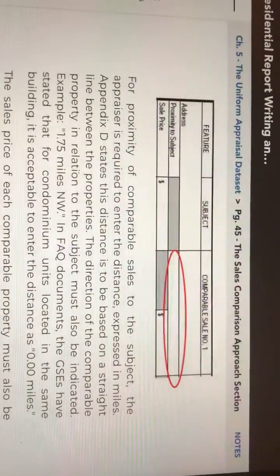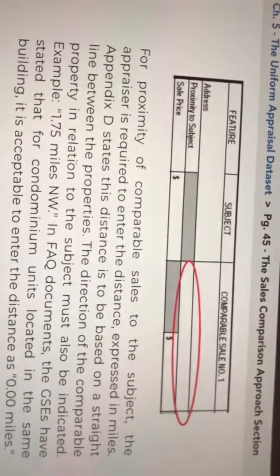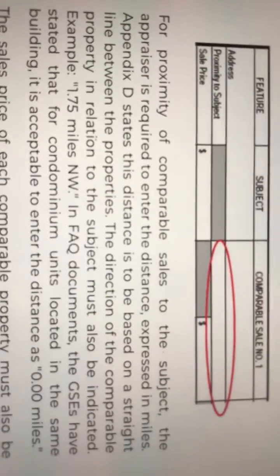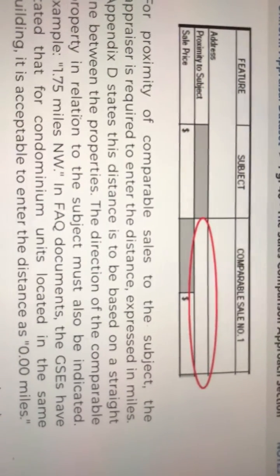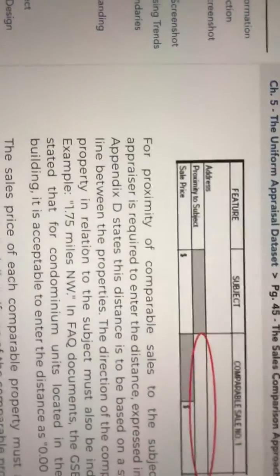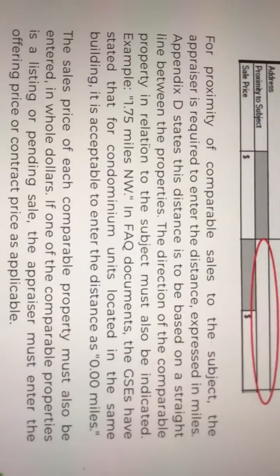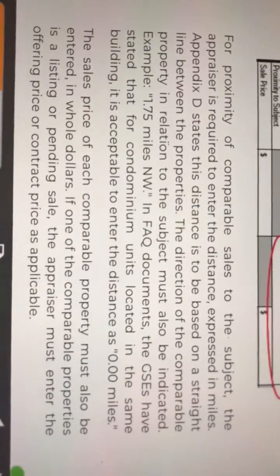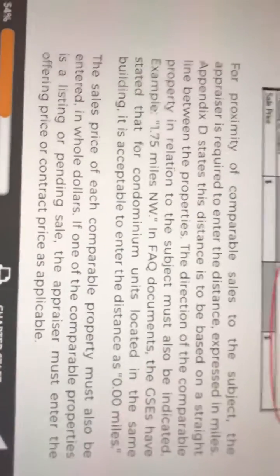Shows a box. It says feature, subject, and then comparable sale number 1. The next line down, it shows address, and then underneath that, proximity to subject. There's a big red circle around the comparable sale 1 for proximity to subject. For proximity of comparable sales to the subject, the appraiser is required to enter the distance, expressed in miles. Appendix D states this distance is to be based on a straight line between the properties.